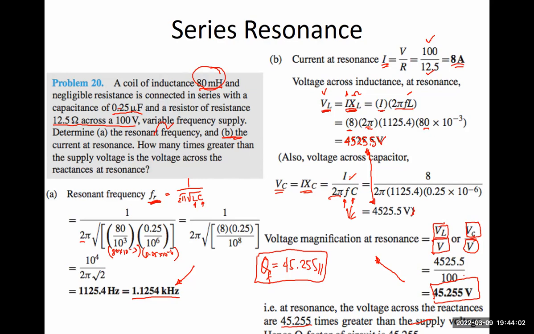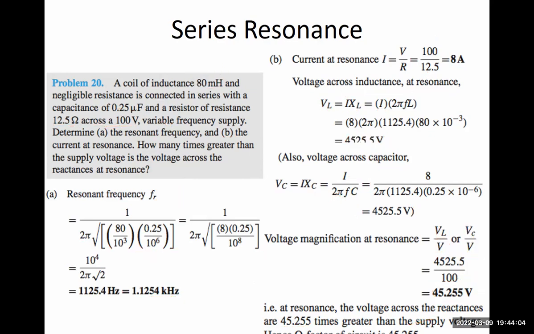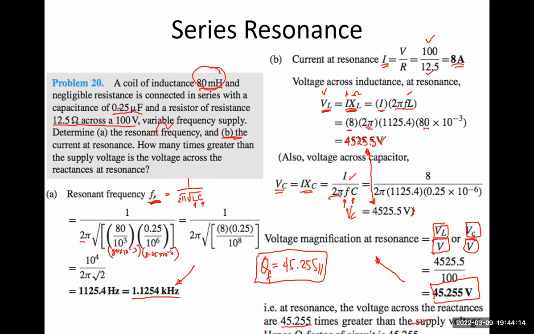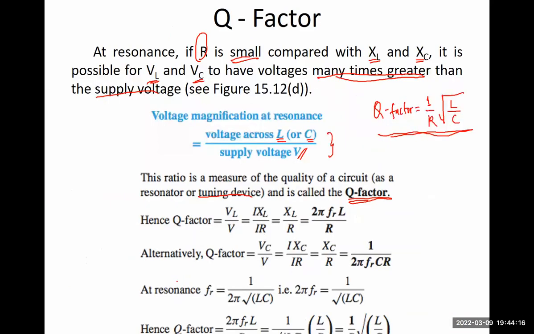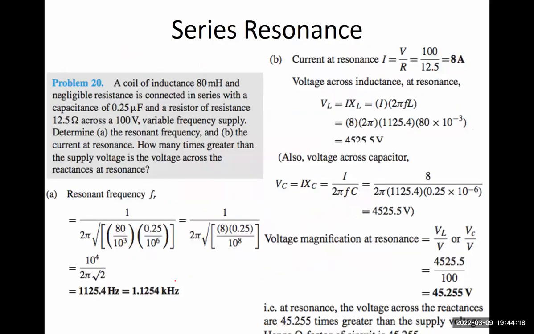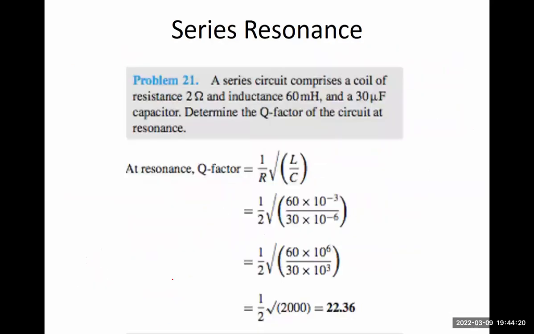Okay. So let's have another example. Ulit na. So next example. So a series circuit comprises a coil of resistance 2 ohms, an inductance of 60 millihenry, and a 30 microfarad capacitor. We are now to determine the Q factor of the circuit.